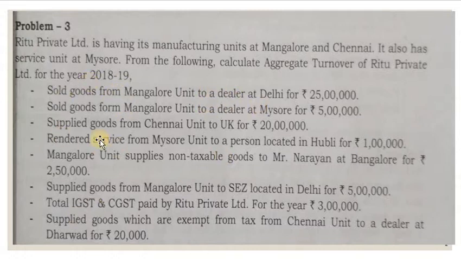Now we have to see whether these transactions are included in aggregate turnover or not. So what are the transactions? Sold goods to a dealer at Delhi, then sold goods to a dealer at Mysore, then supplied goods from Chennai unit to UK, then rendered service from Mysore unit to a person located in Hubli for 1 lakh, then Mangalore unit supplies non-taxable goods to Narayan at Bangalore, then supplied goods from Mangalore unit to SEZ, then total IGST and CGST paid by Ritu Private Limited for the year, 3 lakh, then supplied goods which are exempt from tax from Chennai unit to a dealer at Dharwad for rupees 20,000.